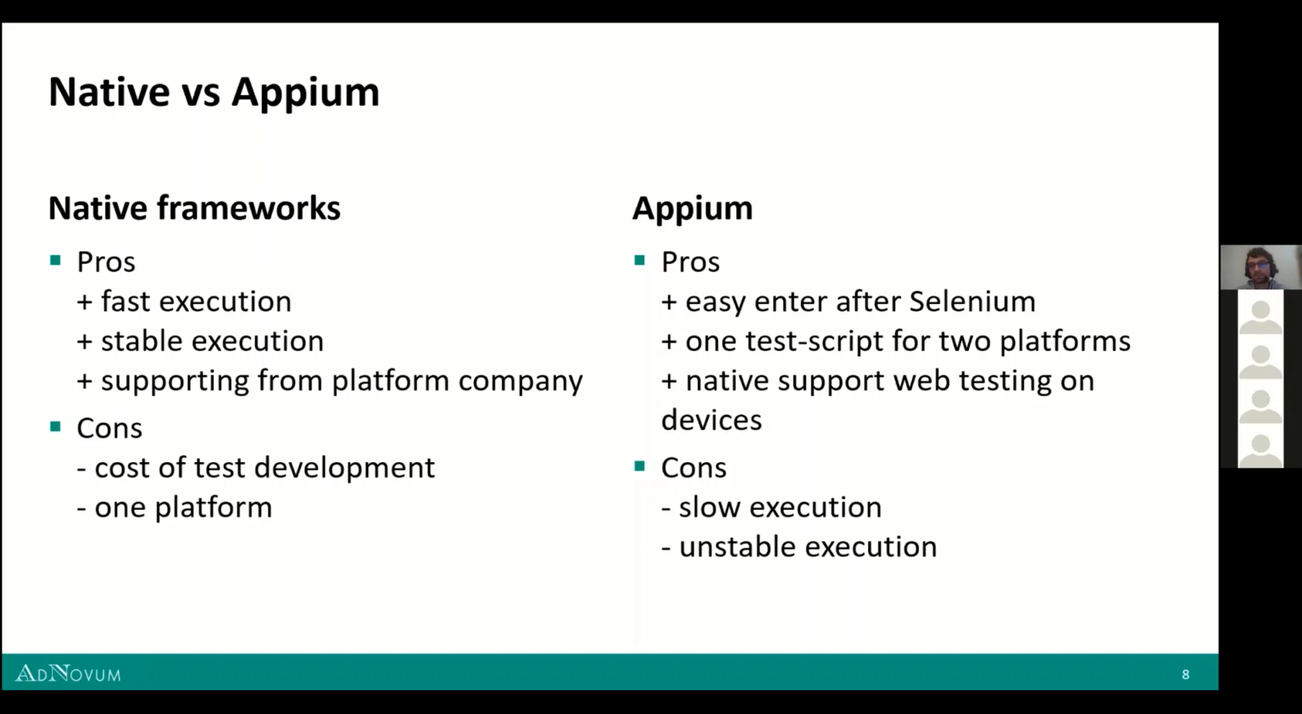Also, we have minuses for Appium too. First, it is slow execution, because sometimes if our development team doesn't care about creating different IDs for elements, we will have to use XPath, and it will execute too slowly. There are many different reasons why it is much slower than native frameworks. And also it is unstable, because we have a provider between our environment and the test, and there can be some issues at the time of execution. But if you have good hands, it is not a problem to make it stable.